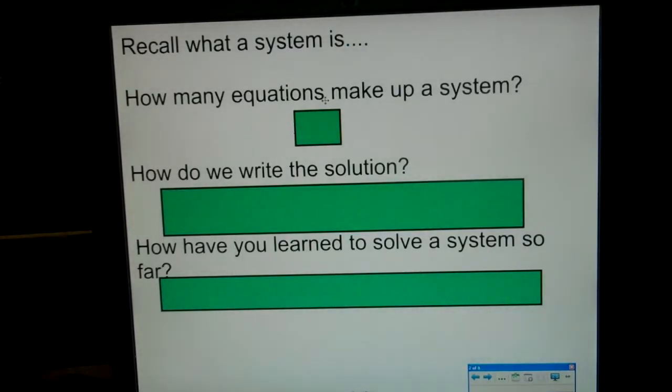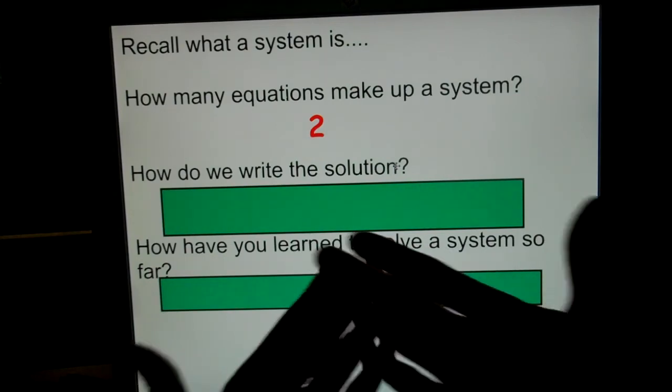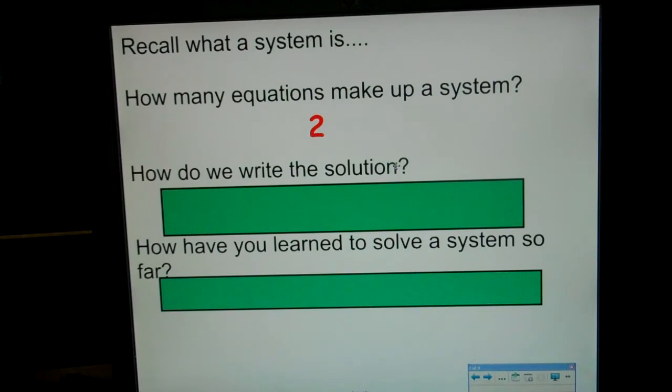All right, so first things first. You need to recall what a system is, okay? How many equations make up that system? Well, you're going to have two, because you're comparing two different things. You could be comparing roses and carnations. They're both flowers, but they're different. You could be comparing markers and pencils. Those could be the two different things you're comparing. So it makes up at least two.